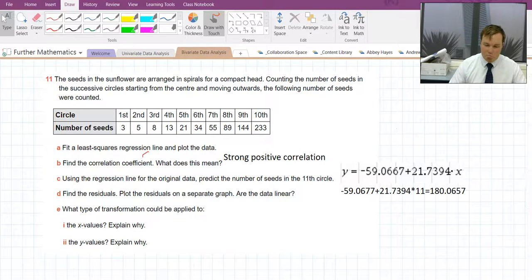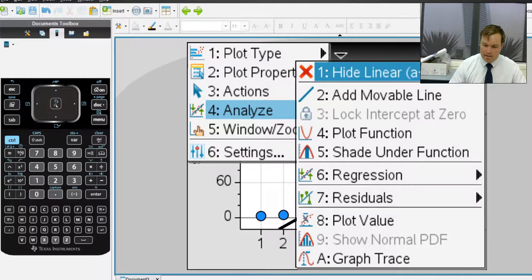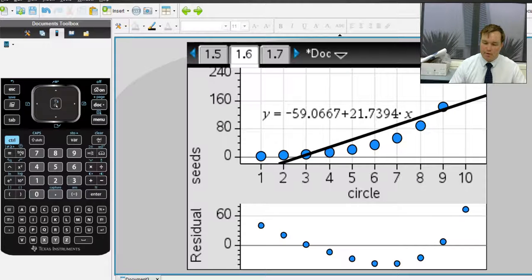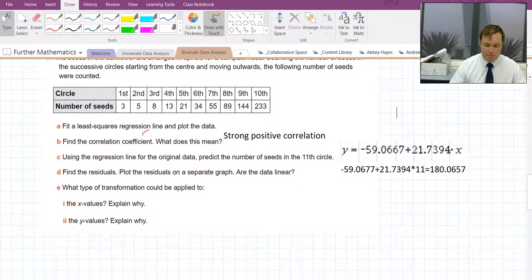Find the residuals, plot the residuals on a separate graph. Are they linear? Alright, so the residuals here, analyze residuals. They're the residuals plotted on a separate graph. Are they linear or evenly scattered? No, they're not.